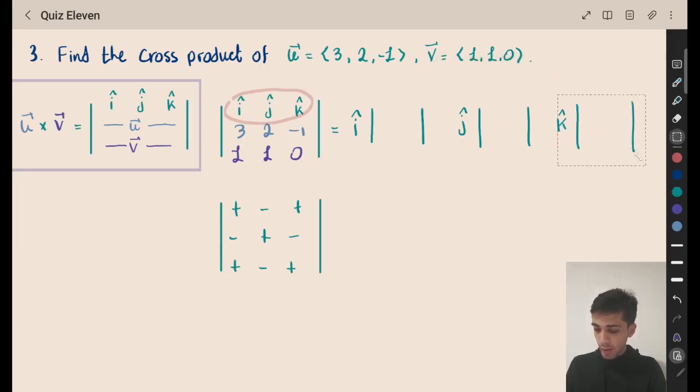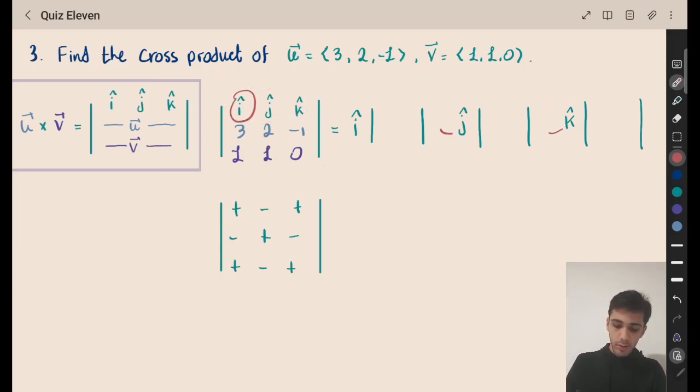Next, I want to assign the values of signs here. Because this i is in this very nice position, I give it a positive. This j is in, well, I guess it is a nice position. I give it a minus, and this I give it a plus for the same reason.